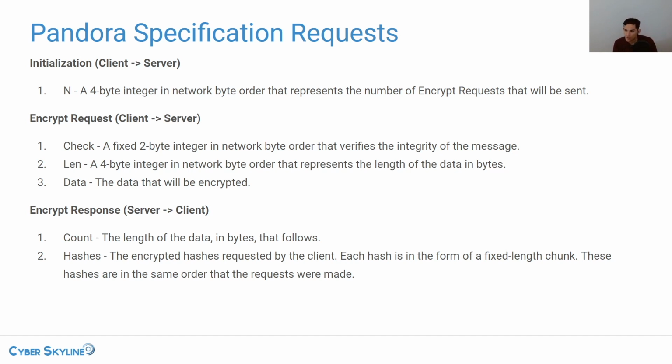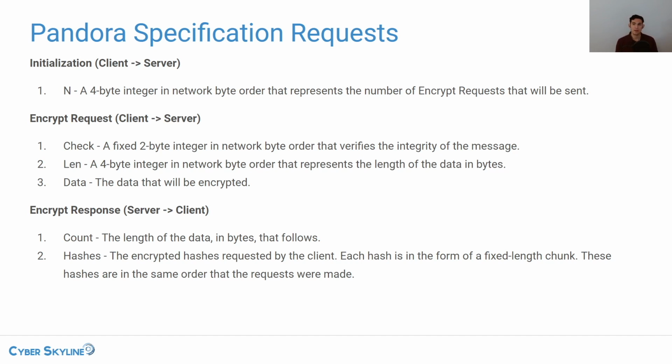All right, and then the final component here is the encrypt response. So the server will first send back a count, which is the length of the data in bytes that follows. It's a variable length. It's going to say how much data is going to be sent, and the data that follows it are these hashes. And that's part 2 here. It says the encrypted hash is requested by the client. Each hash is in the form of a fixed length chunk, and these hashes are in the same order that the request was made.